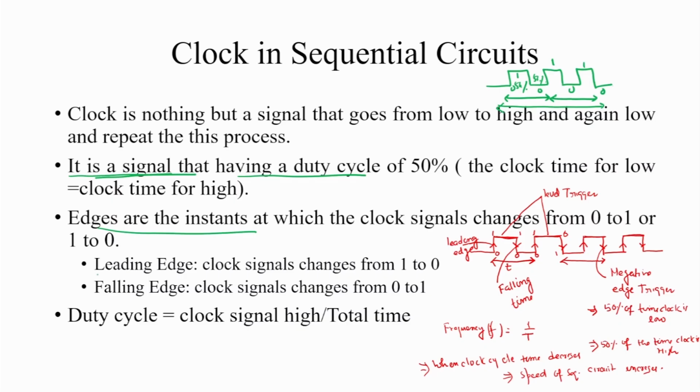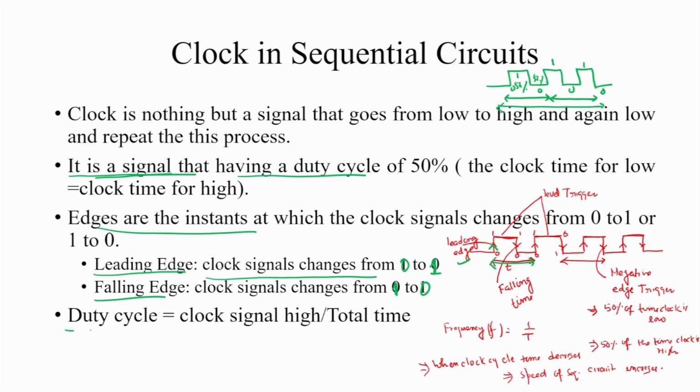We already discussed the leading edge and falling edge. When the clock signal changes from 0 to 1, that is known as a leading edge. When the clock signal changes from 1 to 0, that is known as a falling edge. This, from one edge to the next, is nothing but one clock cycle.